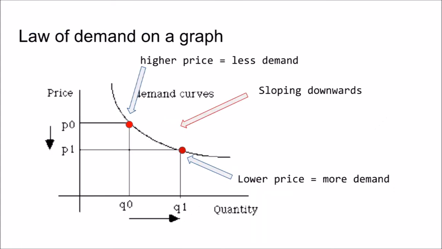Now, how does this law translate into a graph? Well, very simple. Basically, in a price by quantity graph, the demand curve slopes downwards, like this. Downwards, that's all you gotta know. Simply, lower price yields high demand, and high price yields less demand. That's all you gotta remember.